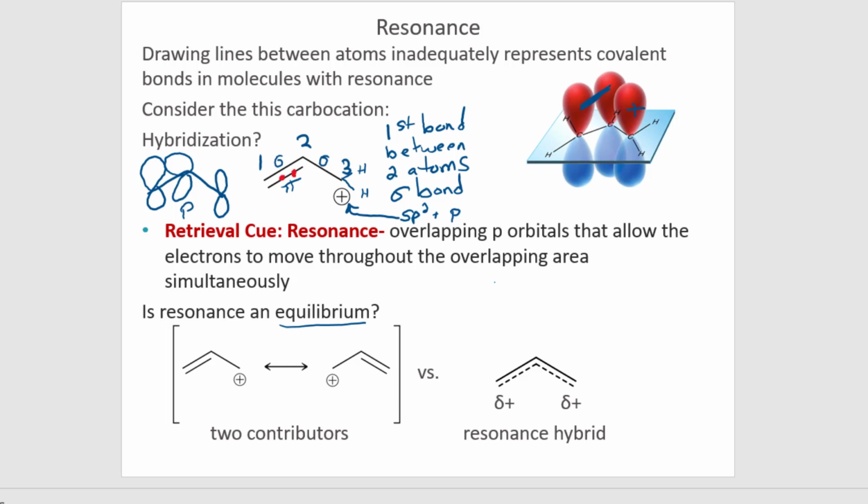What does that mean? Well, I'm going to start with these two contributors down here on the left-hand side. What I'm telling you is that this is an equilibrium arrow. It's not an equilibrium arrow, sorry. This is a resonance arrow. And what it's saying is that these two molecules are exactly the same, and it has nothing to do with symmetry.